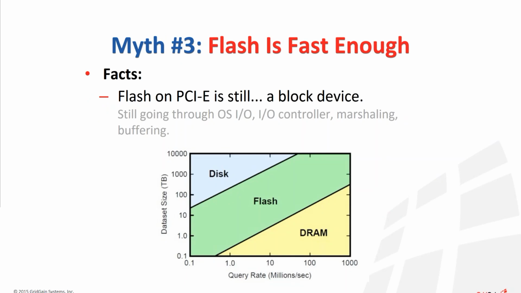Flash is fast enough. Well, that can be true for some applications and not true for others. Flash, as fast as it is, is definitely faster than spinning hard drives, spinning disks, but it's still a block level device. So if you need to access bytes, nothing will beat DRAM. DRAM is still going to be about 100 times faster, if not 1,000 times faster, than flash-based access.